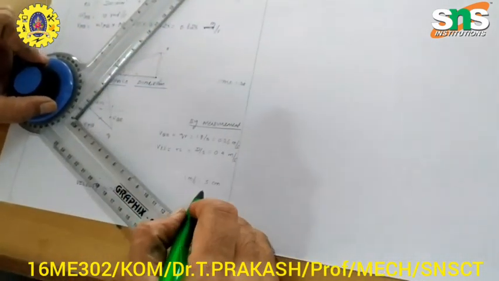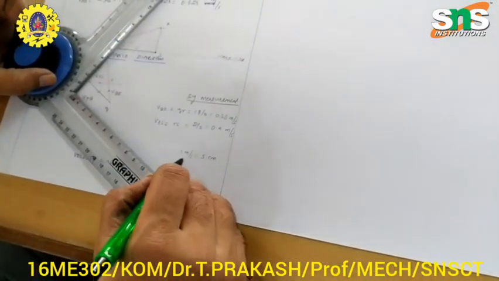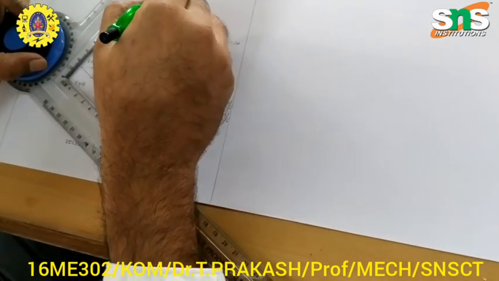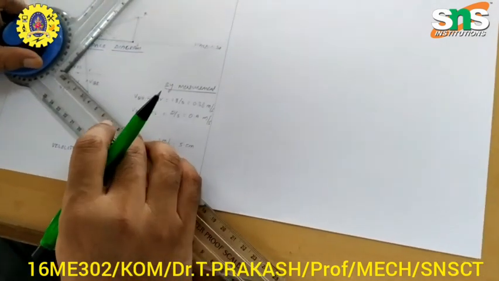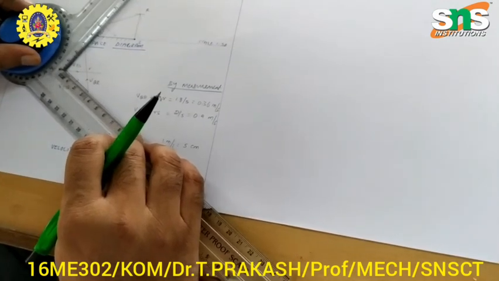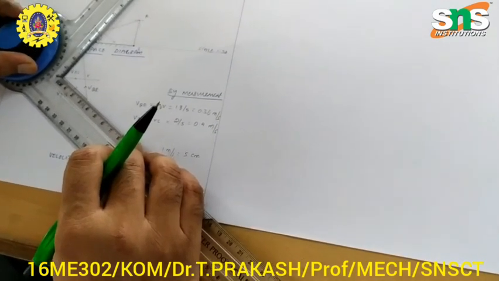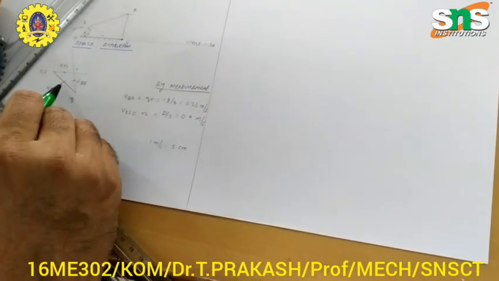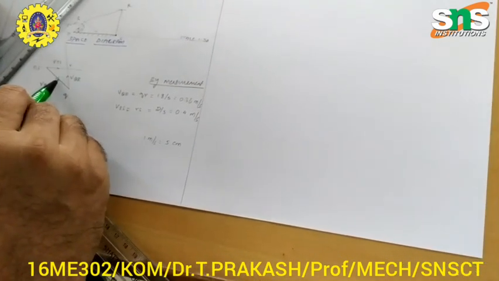Therefore I am increasing the scale, going for an increased scale, that is 1 meter per second equal to 5 centimeter. You multiply the value 0.625 by 5. We get 3.125. I am drawing a line perpendicular to PQ for 3.125 and mark the Q point, and mark the arrow mark away from the fixed point.